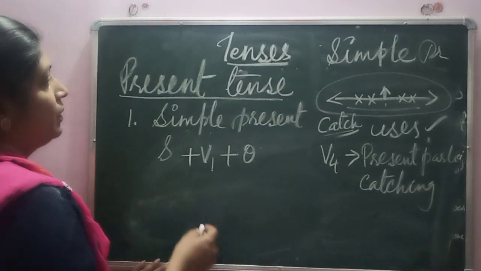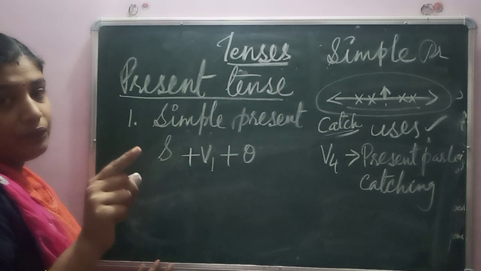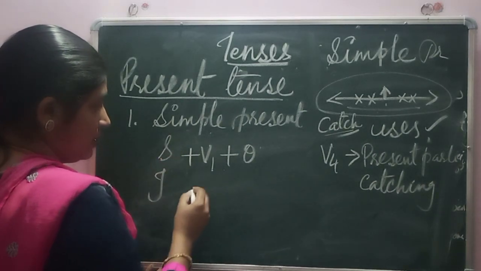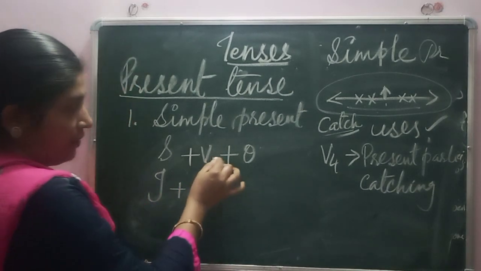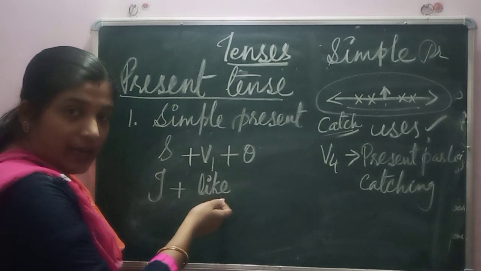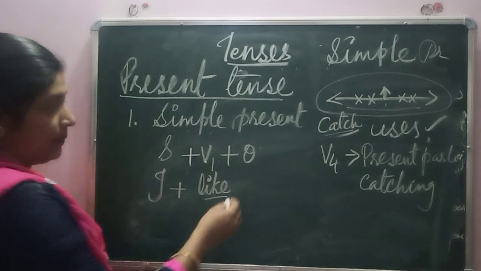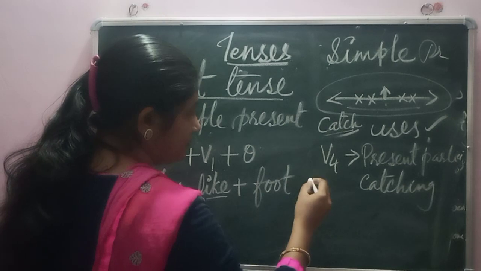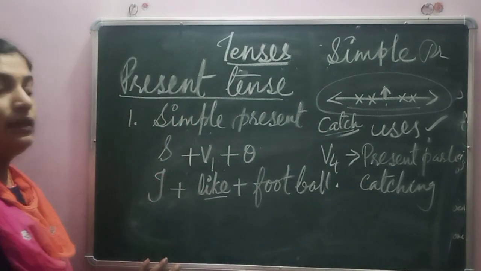Listen here. We have considered the sentence, I like football. So subject will be I plus like is the verb, V1. We haven't added anything. It is not liked, it is not liking, nothing. Only the bare form. Like plus object is football. What do I like? Football.